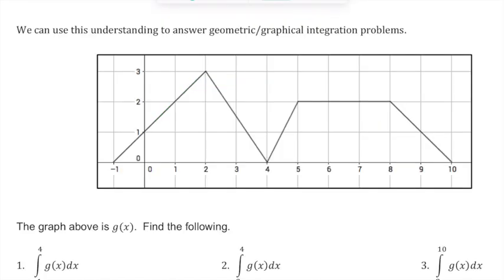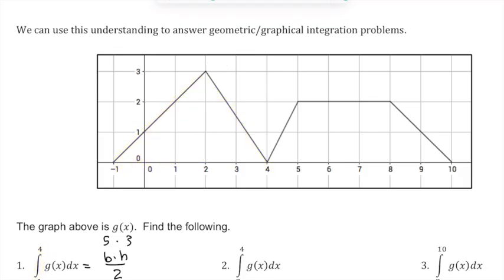Starting out with these problems, example 1, the graph above is g of x. Find the following. So it wants you to find the integral of g of x from negative 1 to 4. So negative 1 to 4 is basically this area right here, which is the area of a triangle. So we're just going to use base times height divided by 2. The base in this case is going to be 5, and the height of the curve is going to be 3. And so the area here is 15 halves.